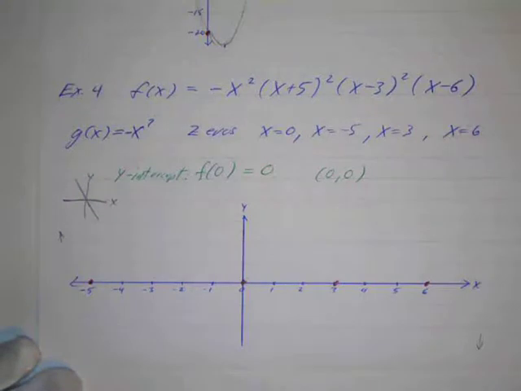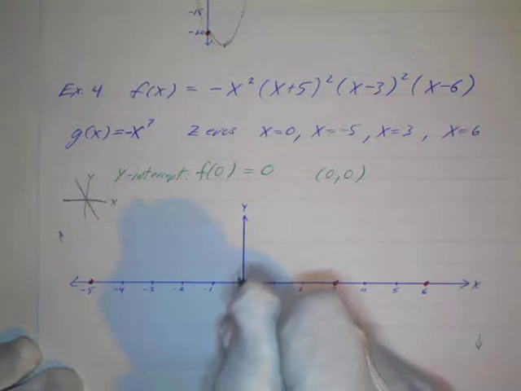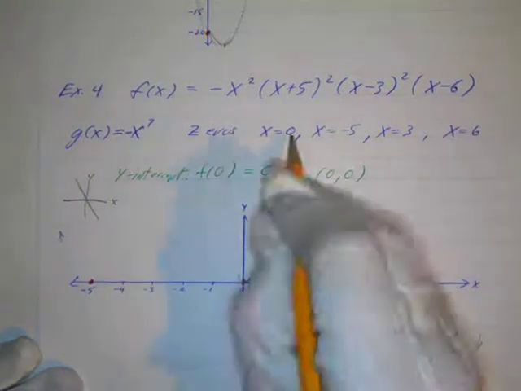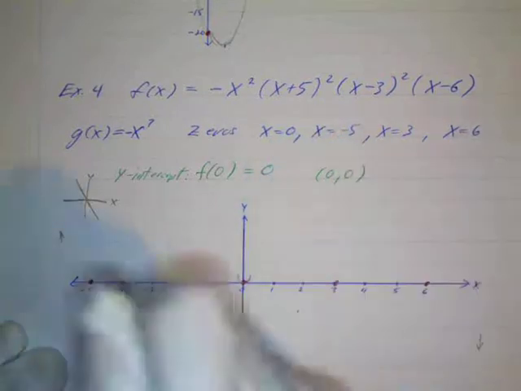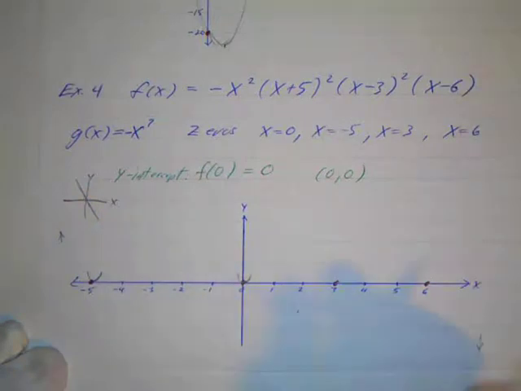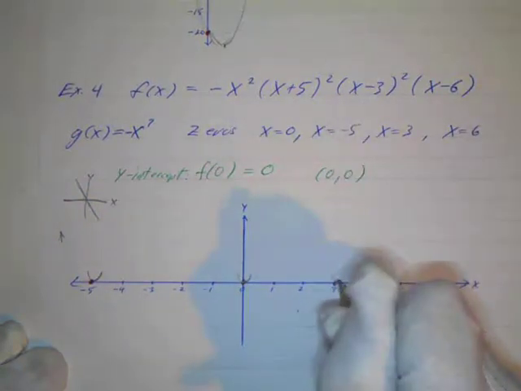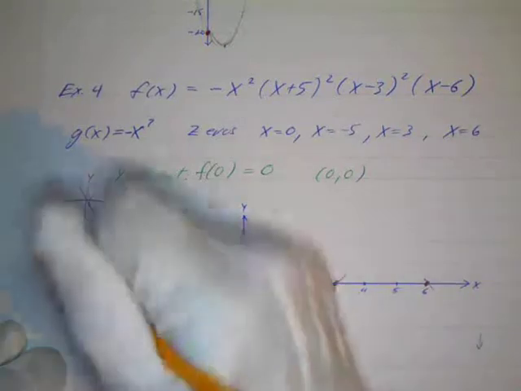And let's just check our multiplicities. So over here at x squared, or at 0, I should say, it's going to touch and return. At negative 5, that's also going to be touch and return. And at 3, it's going to touch and return. And then it's going to finally cross at 6 to match our behavior. So that's all we have to do.